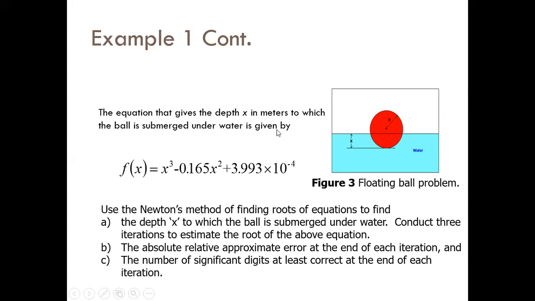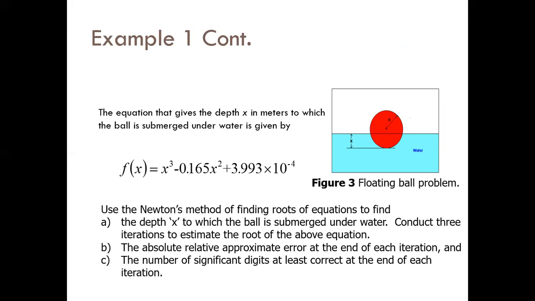is given by f of x is equal to x cube minus 0.165 x square plus 3.993 into 10 raised to minus 4. Use Newton's method to find the root of the equation, to find the depth x. Depth x means the root of the equation to which the ball is submerged under water. Conduct 3 iterations to estimate the root of the above equation. Means in that method we perform up to 3 iterations.